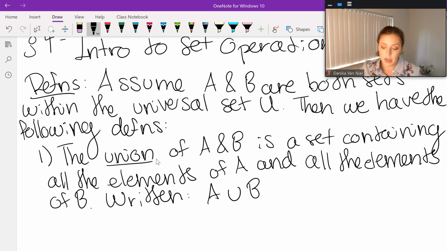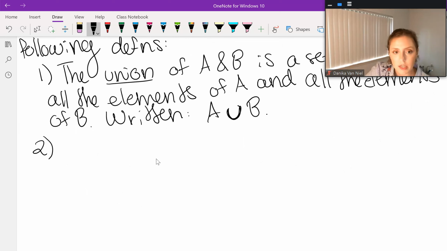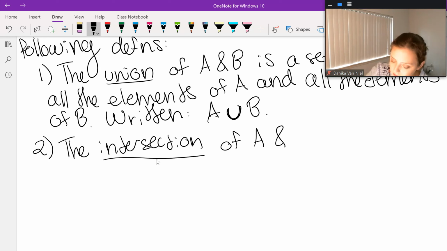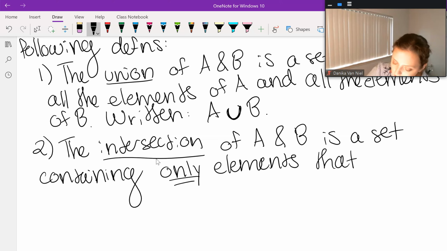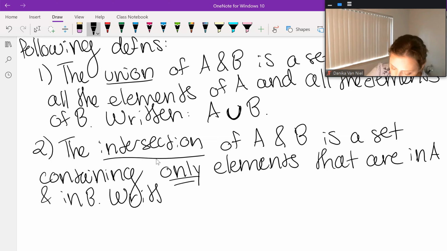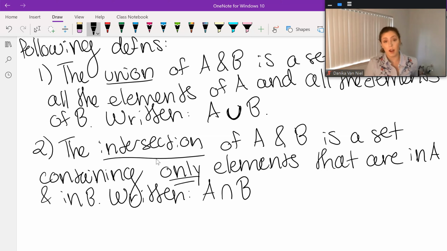The bowl analogy actually works very well with this one, because you could think of the union as the bowl that you're dumping them both into. So hopefully that helps. Our second one, the intersection of A and B, is a set containing only elements that are in A and B. This is written A, and then that thing like an upside down union.